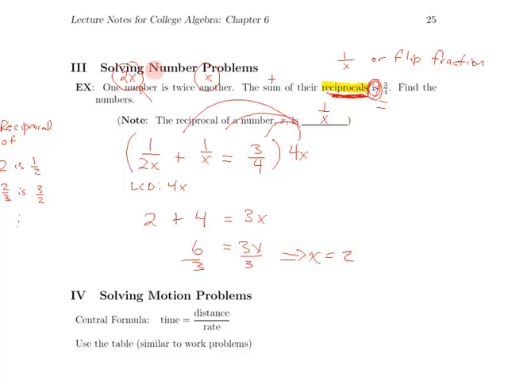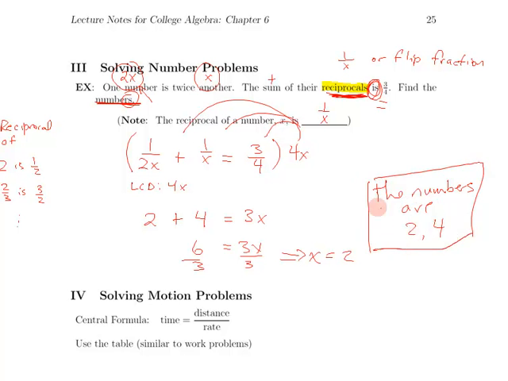Now be careful here. It asks for the numbers, plural. So what are the numbers? Well, this was one number, the other number was twice it, right? So the numbers are 2 and 4 because the other number was twice it, right? You could just stick the 2 into 2x and you get 4. Okay, so that's what I mean by solving a number problem.